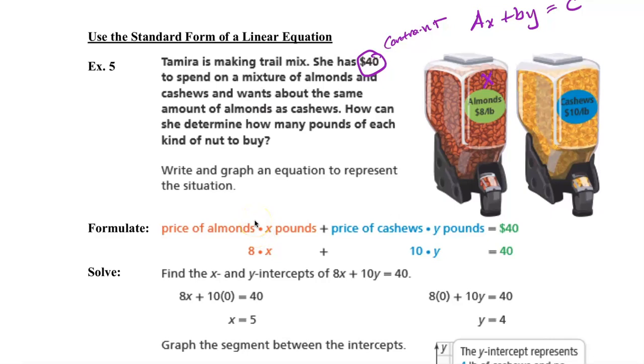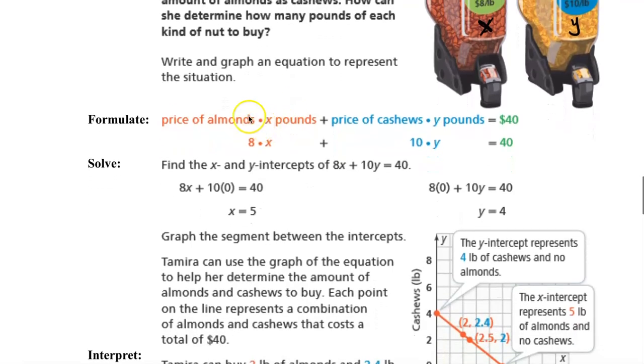Almonds are x, and cashews are y. Right? So if I was doing that, it would be 8x plus 10y equals 40. So like that. That's where they got this equation here, right? 8x plus 10y equals 40.